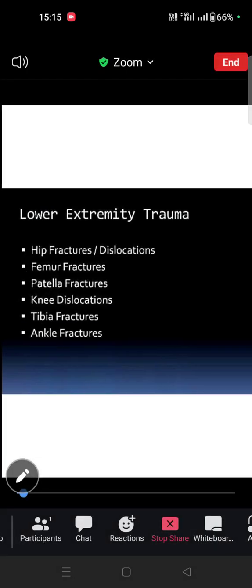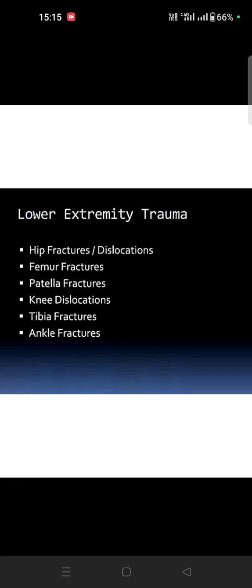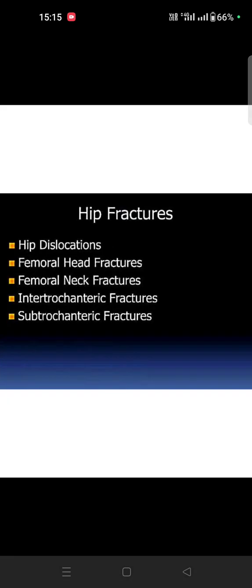So for lower extremity trauma, what will happen: rib fracture, dislocation, femur fracture, patella fracture, knee dislocations, tibia, then ankle fractures. If a fracture happens, that area will have swelling and redness. Sometimes bone dislocation will be there, so we can find that. If there is a fracture, it will come.